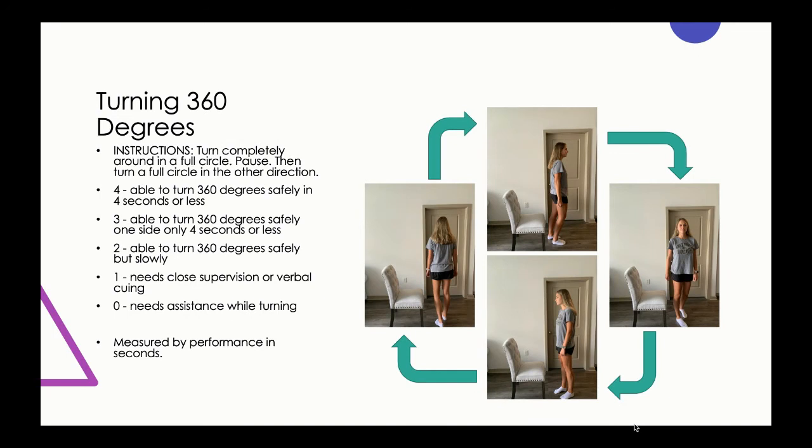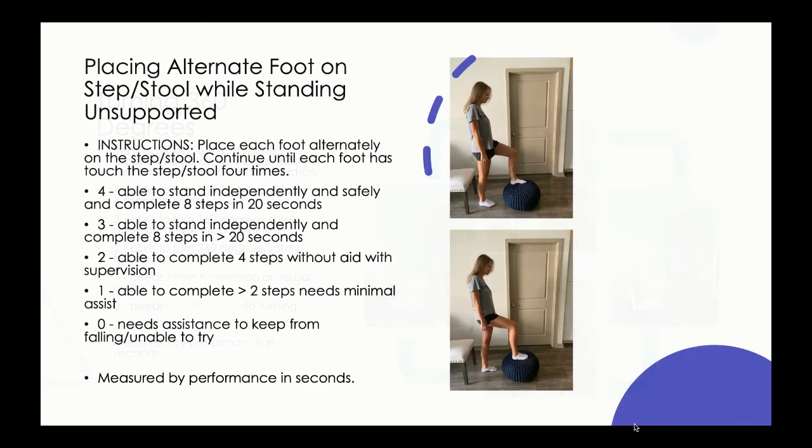The individual will then perform a task in which they turn 360 degrees. They will be measured by their performance and their ability to make this 360-degree turn safely and in 4 seconds or less. The individual will then perform a task in which they place alternating feet on a step or stool while standing unsupported. They will step each foot onto the step or stool 4 times for a total of 8 steps. They will be measured by their performance and their ability to complete these 8 steps independently and safely in 20 seconds or less.